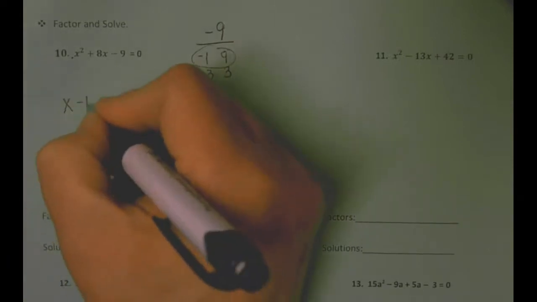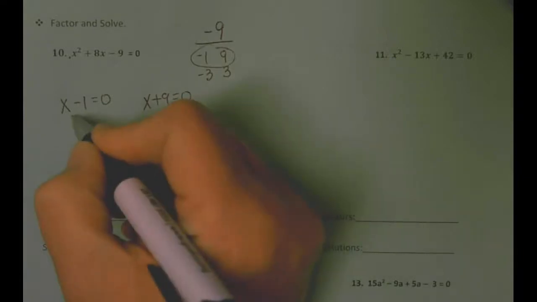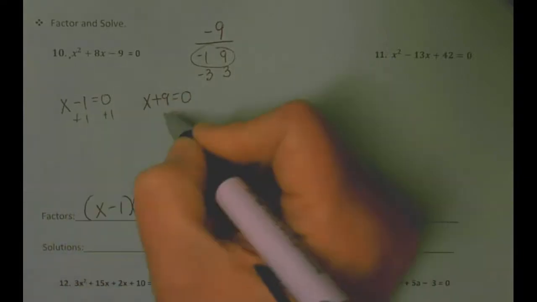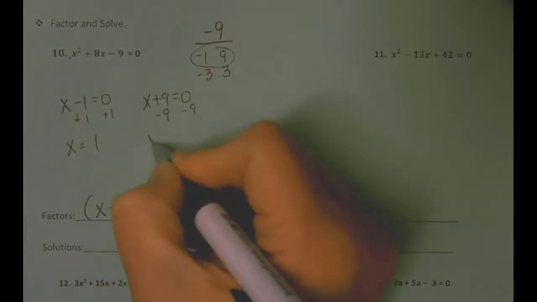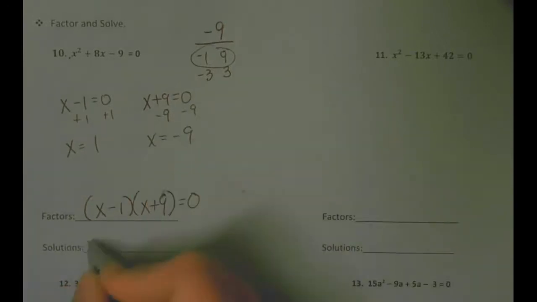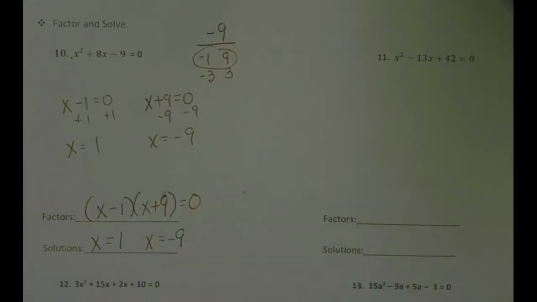X minus 1 equals 0. X plus 9 equals 0. Solve both of these small equations. X equals 1. X equals negative 9. Those are my solutions.